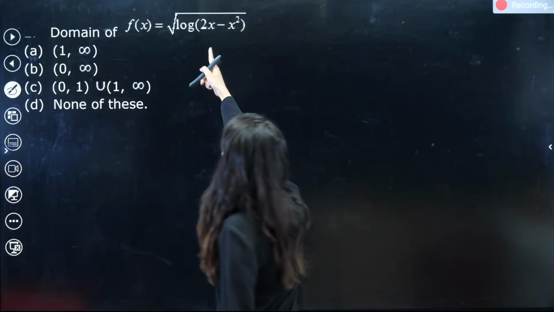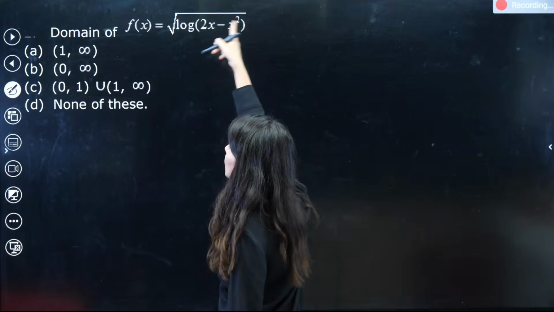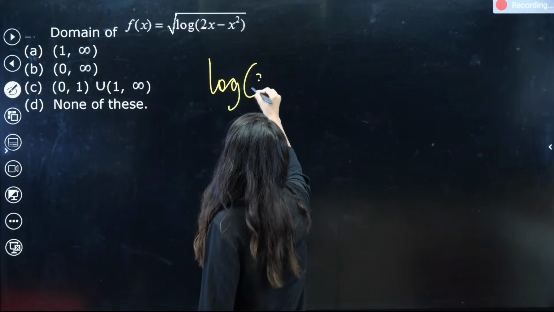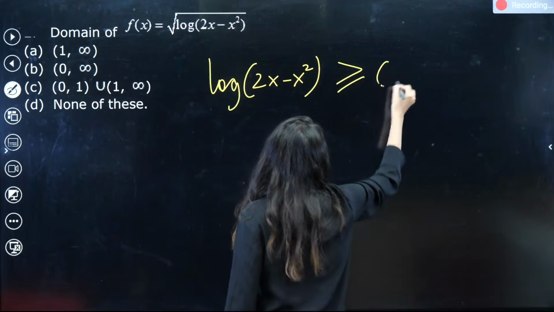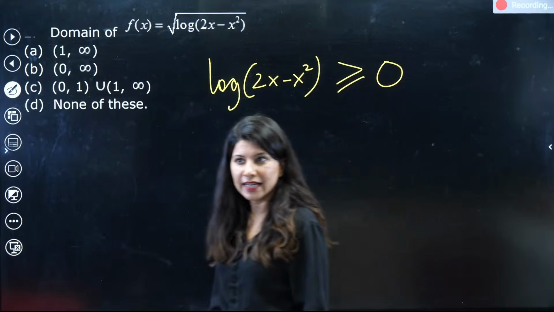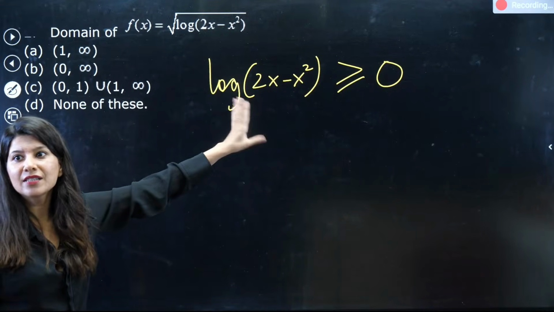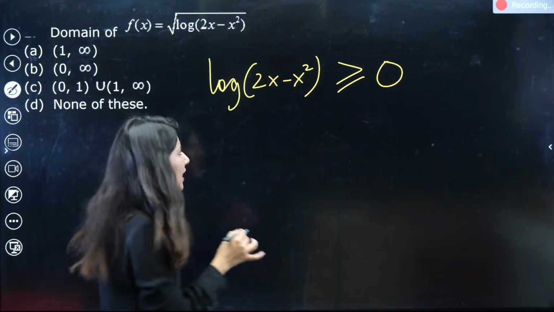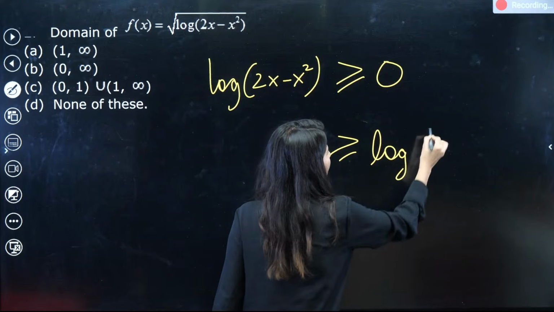So now, log of 2x minus x squared. First of all, the very first thing is the square root. The expression inside the square root cannot be negative. It can be positive, it can be equal to 0. That's how we calculate the domain. Now this is 0, right? So can I just replace this 0 by log of 1? Anyone having problem?